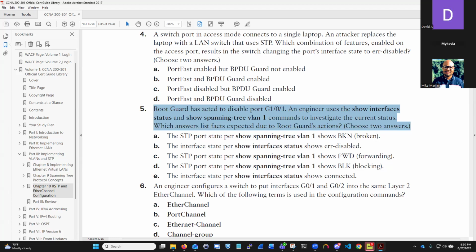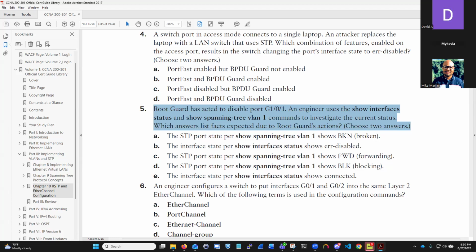Okay. So for this question, the switch port on gigabit 1/0/1 received the BPDU that was superior to its own switch. So it disabled the port. So the engineer, like let's say it's you, did a show interface status and did a show spanning-tree VLAN 1 to investigate.